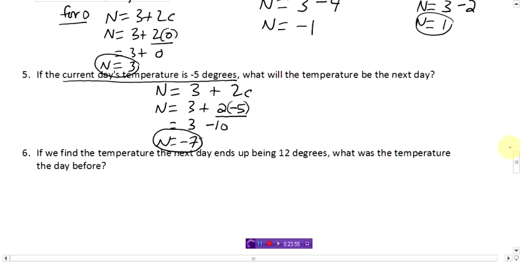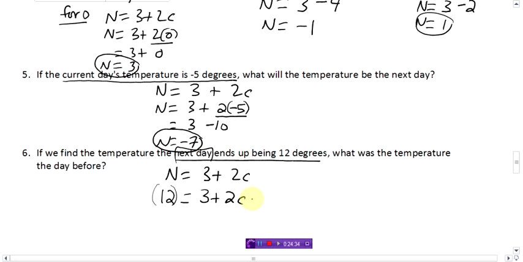Okay, now if we find the temperature somehow of the next day and we find out that it ends up being 12 degrees, what was the temperature for the day before? Here's the formula again. The next day temperature was 12 degrees. Next day 12, and for next day we'll put a 12 right here. Put it in brackets. And then we don't know the day before. I mean, the next day is 12, and the day before makes it the current day, right?